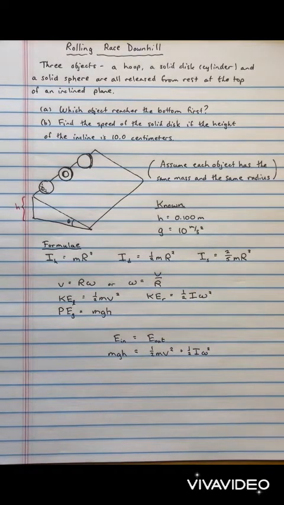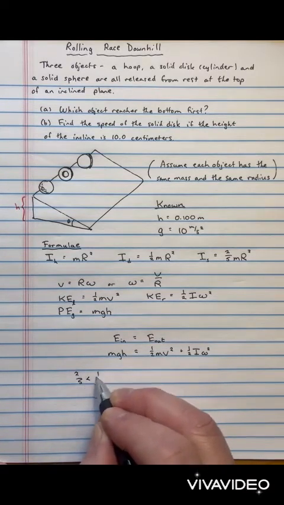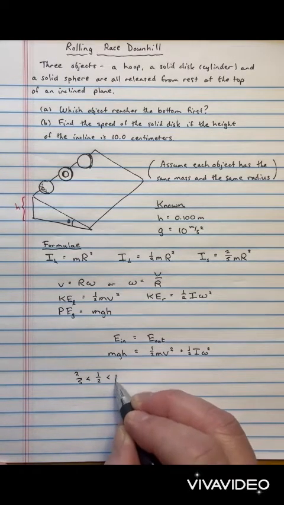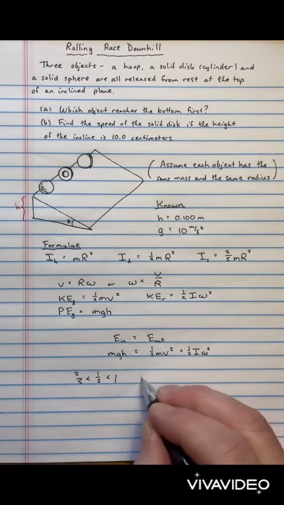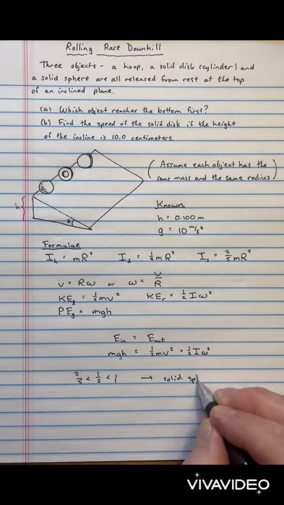Now let's think for a second. Which of these fractions is smaller? 2/5 is smaller than 1/2, and both of those, of course, are smaller than 1, which means the solid sphere wins.